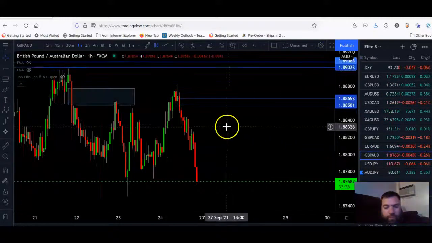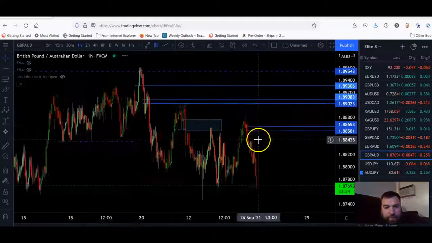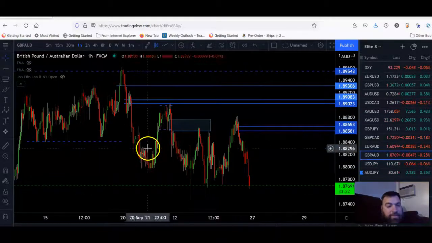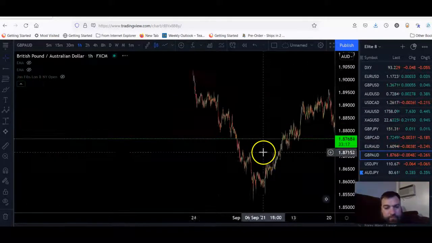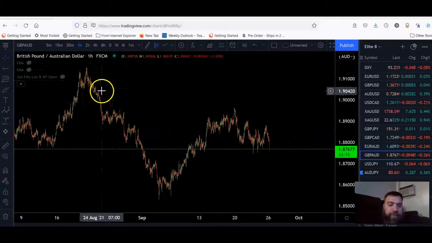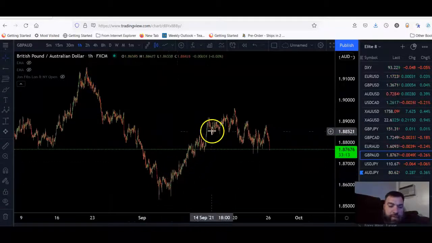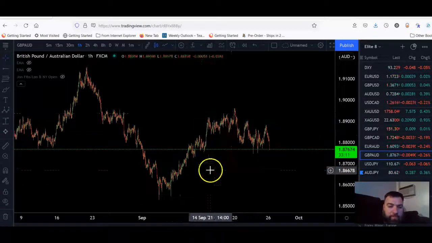The Great Britain pound, Australian dollar. Another fantastic setup right here. So last week, you have this big downtrend, and then this going back up.